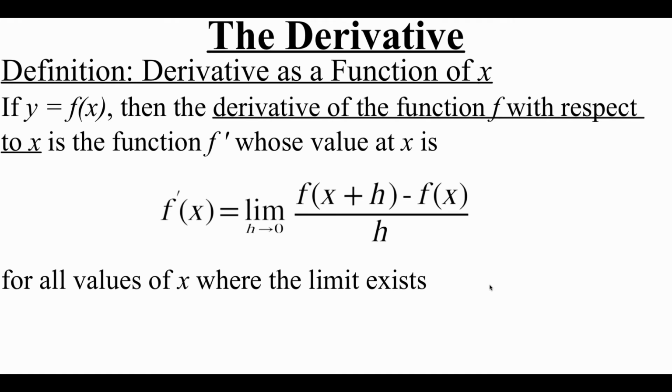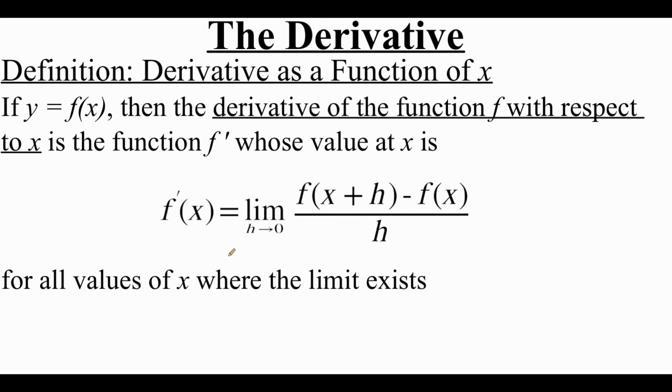Now, we can just look at a derivative as a function of x. We don't need to have an a value that we're plugging in. So if we've got a function y equals f of x, the derivative of the function f with respect to x is the function f prime, whose value at x is f prime of x equals the limit of f of x plus h minus f of x all over h, as h is infinitely approaching 0, for all values of x where our limit exists. So what's different here is, instead of plugging in a specific number for that x or for that a value, we're just going to be leaving that x value in our function.